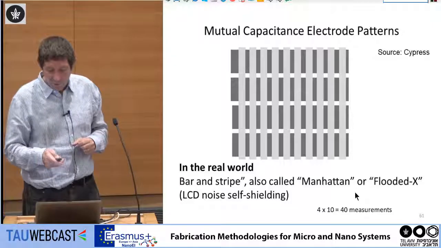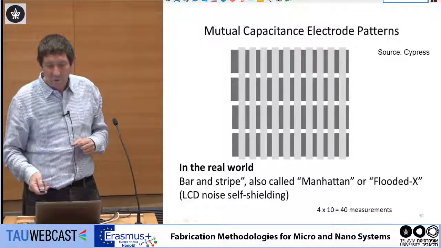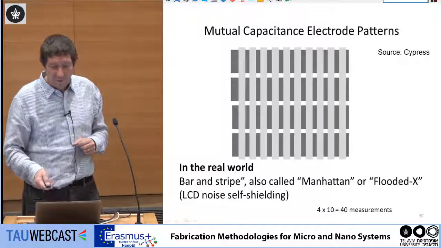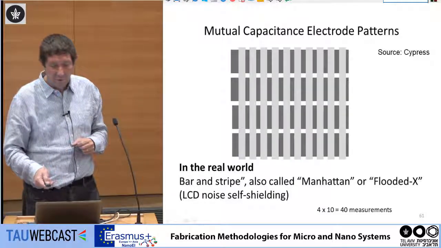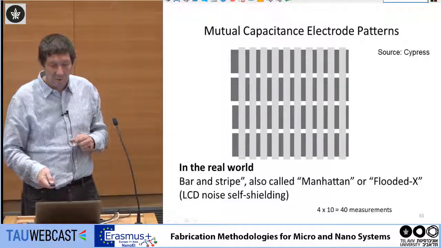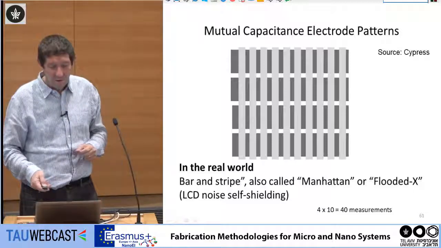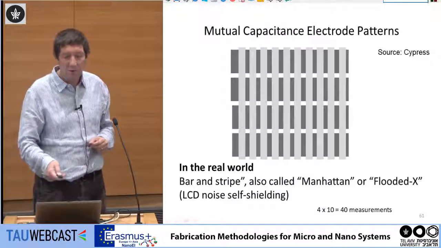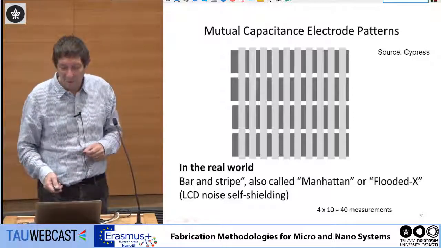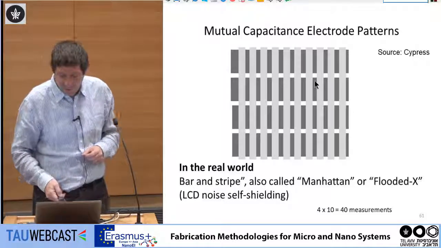And this is another design, from another company called Cypress. This is called Manhattan geometry, where you put these electrodes. And as you can see in their screen, they are not all the same size. And these are not bars and stripes, but again, the idea is a mutual capacitance electrode pattern. This is one design.